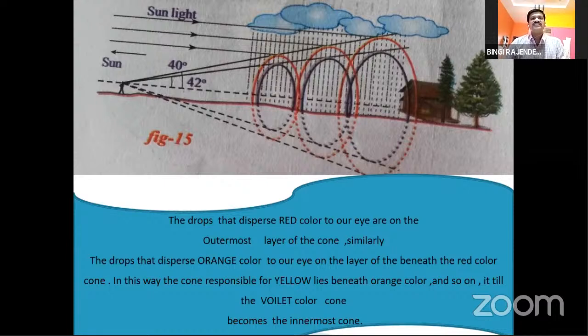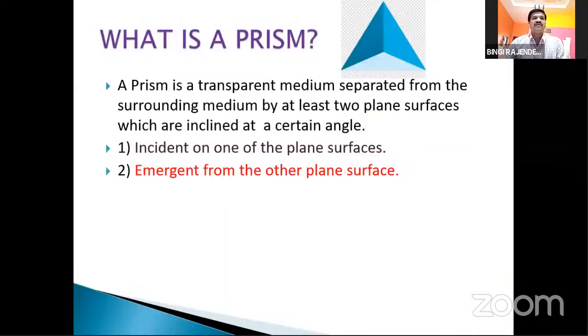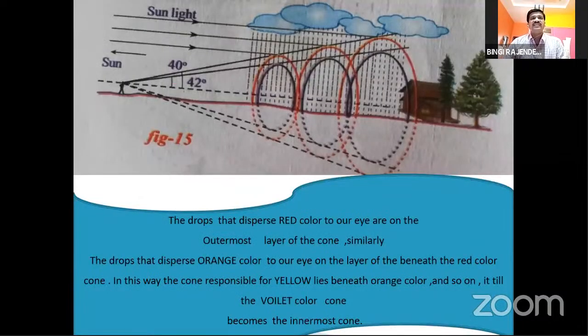Similarly, the drops that disperse orange color to our eye are on the layer beneath the red color cone. After red color, orange color will be dispersed and reach our eye beneath the red color. After that, in this way, the cone is responsible for yellow color also. Yellow color will be dispersed by the drops, and it is beneath the orange color. After that blue color, after that violet color.